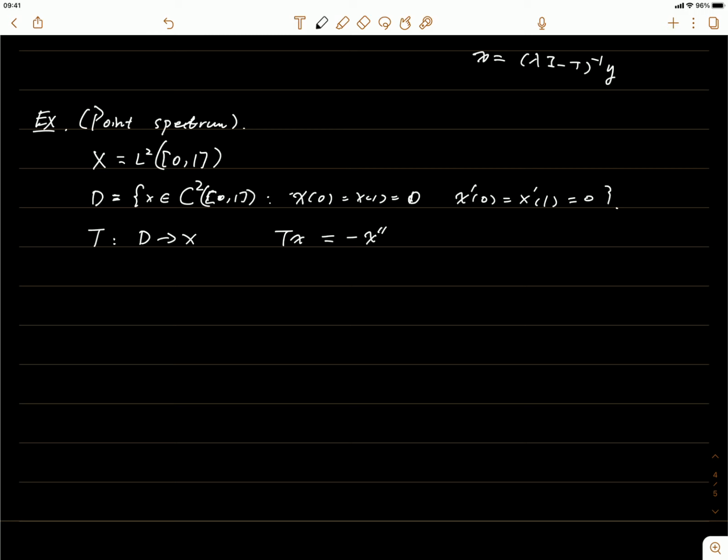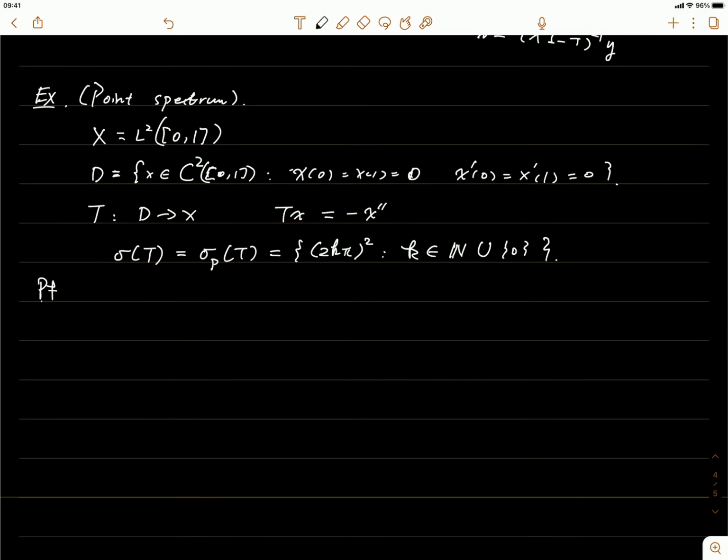Okay, so my claim is that the spectrum only contains the sigma p, which is the point spectrum, and this contains all the eigenvalues, which are (2kπ) squared, where k is a natural number or 0. So let's show why this is true.